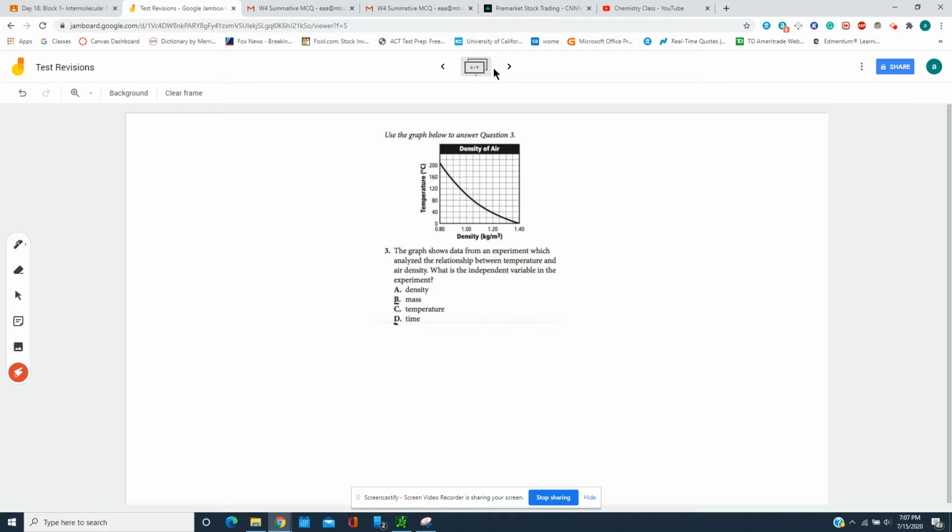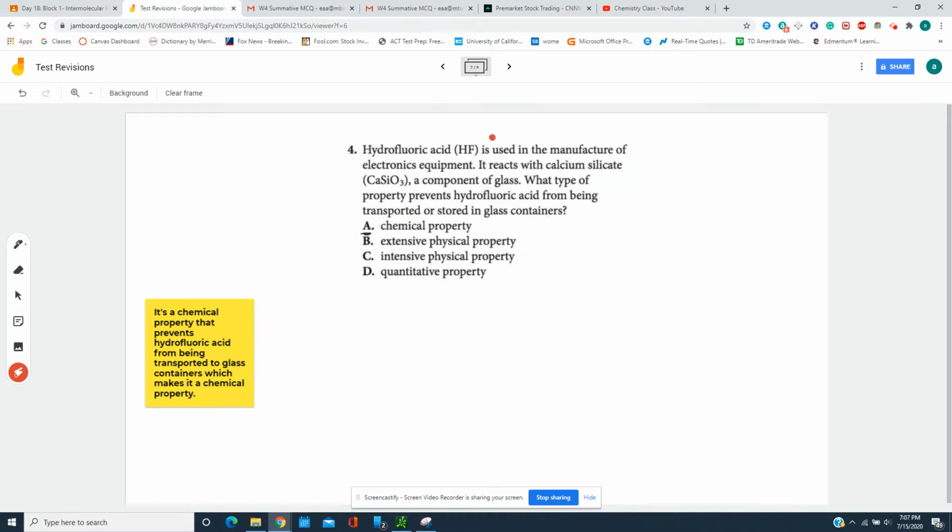The graph shows data from an experiment which analyzed the relationship between temperature and air density. What was the independent variable in the experiment? So pretty much the independent variable is the variable that is not affected by the test itself. Right here, it's measuring temperature and density, but mass is actually, regardless of what happens to the density or temperature, it'll always stay the same. So the answer is mass, but then it could also be time, but that's a different type of variable because it's constantly happening. It's naturally occurring.